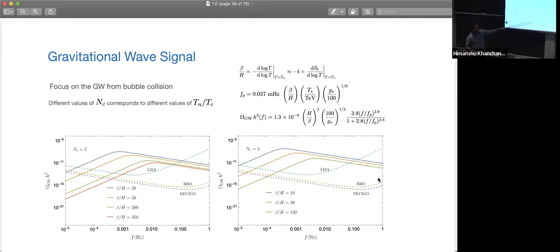And these two curves are for different values of n. This is for n equal to 2, this is for n equal to 5, or it translates into different values of when the phase transition happens. Different values of when the condition is satisfied for the phase transition to become feasible.